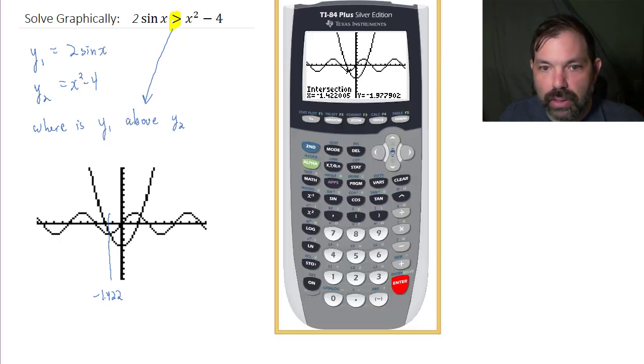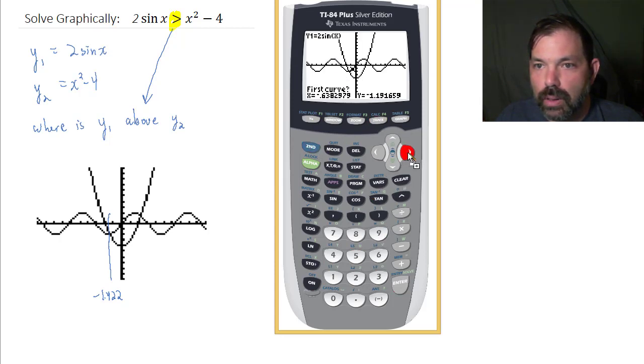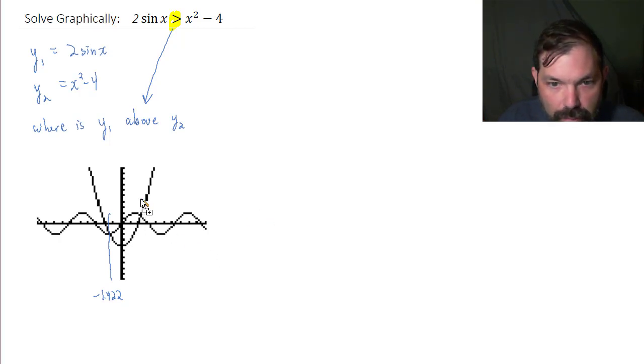And then let's calculate the other point of intersection. All right, the y1 is again the 2 sine x. The y2 is the x squared minus 4. And let me get near and hit enter a third time. 2.334. All right, so this level right here, that's 2.334.